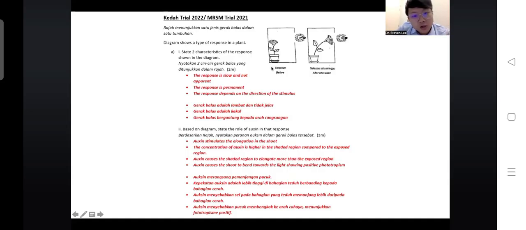So you just have to tell them, tropism is slow, not apparent. The response is permanent, and depends on the direction of the stimulus. Any 2 out of 3 points, you get full marks. This is something that's very basic already. I wouldn't repeat it again, okay?